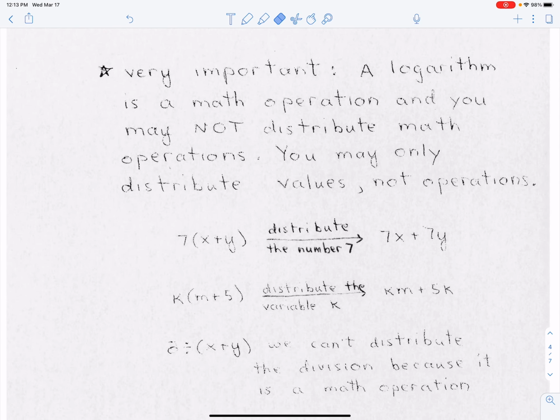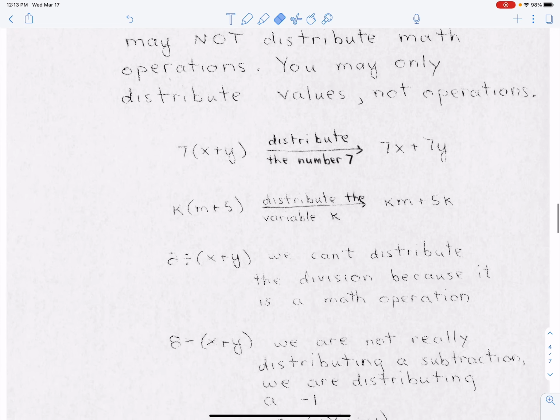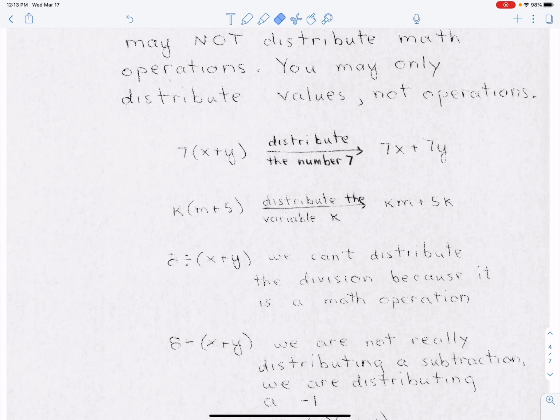All right. I just want to emphasize again, a log is a mathematical operation causing you to do something, to find an exponent when the bases are the same. You can't distribute a mathematical operation, okay? You can distribute a 7, that's a number. You can distribute a k, because that's a variable representing a number. You can't distribute division, because that's a mathematical operation.